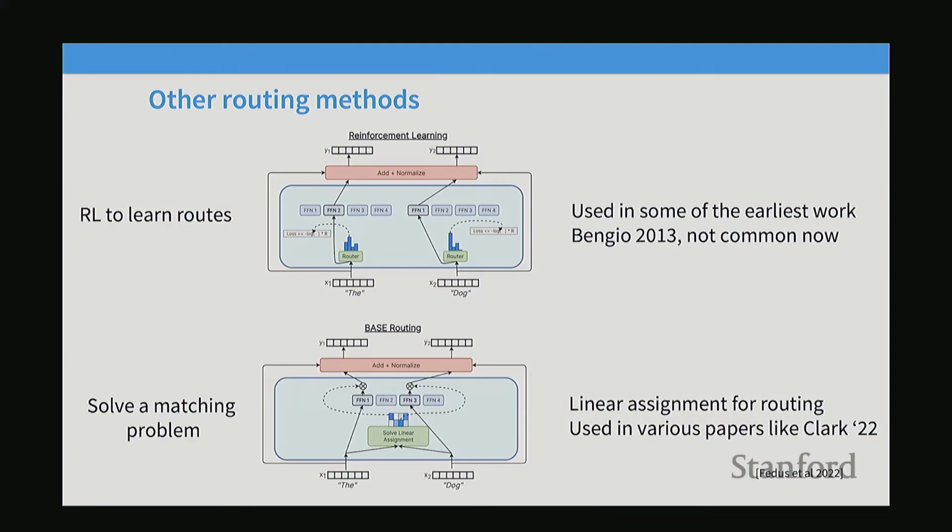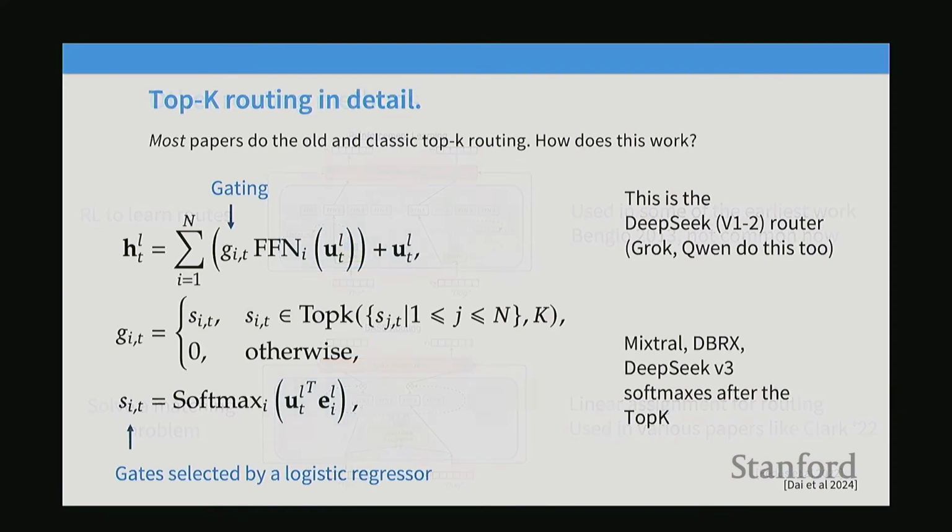There have been a couple of papers that have explored things like solving linear assignment problems or optimal transport style problems. They're very elegant, but once again, the cost of doing this is much higher than the benefits that it gives you, I think, in practice, and it hasn't really been adopted. But there's a lot of really interesting things that people are doing like this to try to improve the routing.